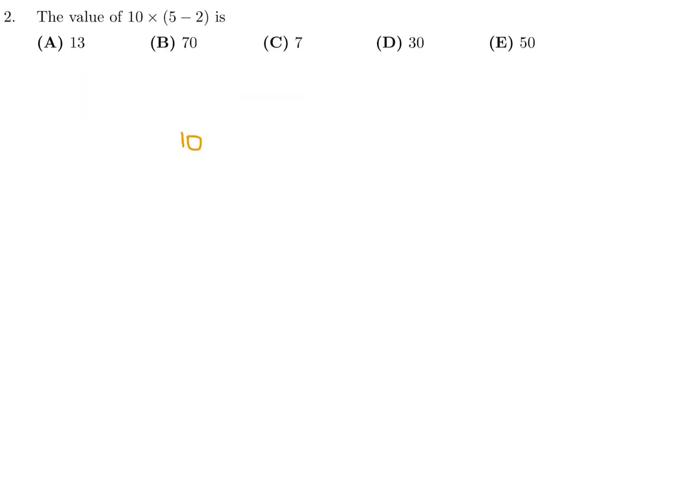The value of 10 times (5 minus 2) is equal to, do the brackets first, so that's 3, and then you do the multiplication, so that's 30. So number 2, the answer is D.